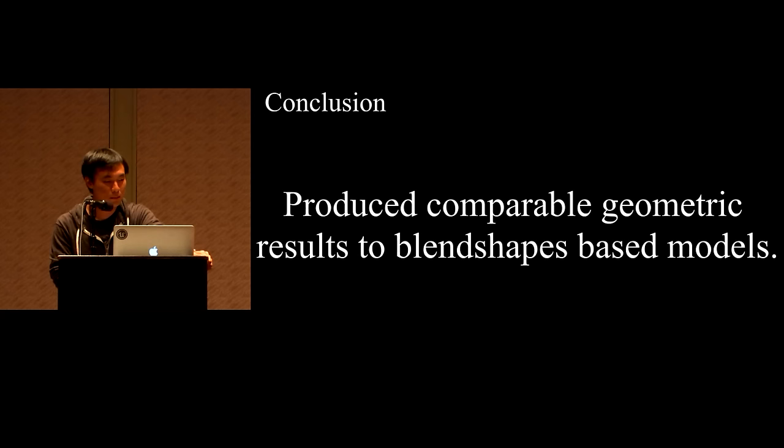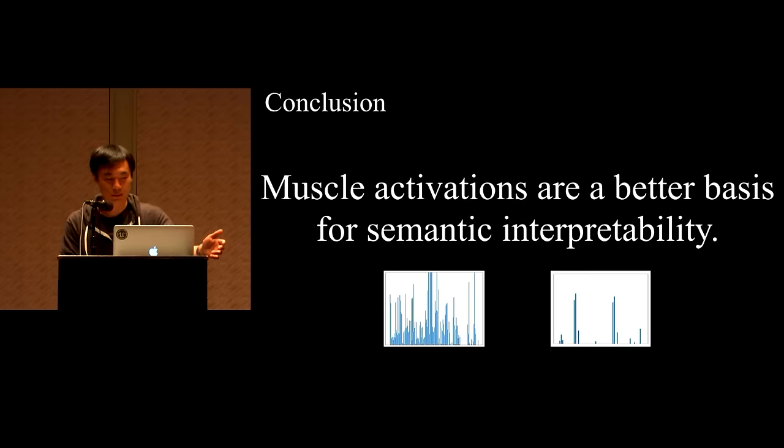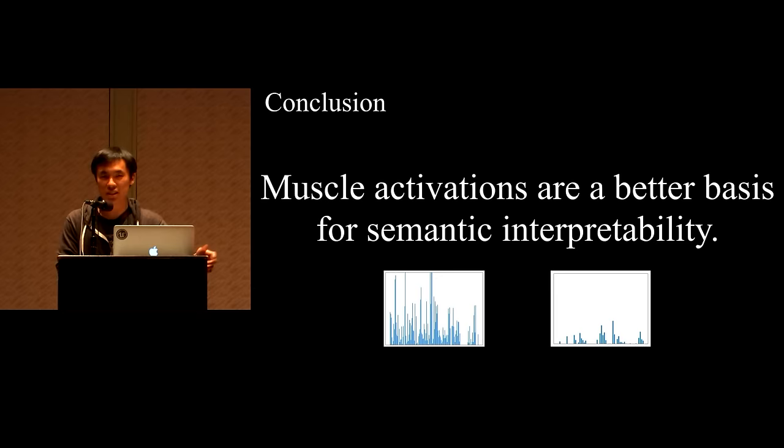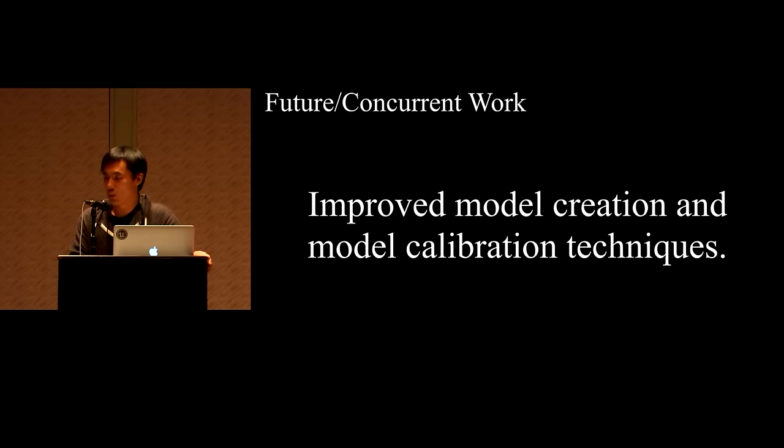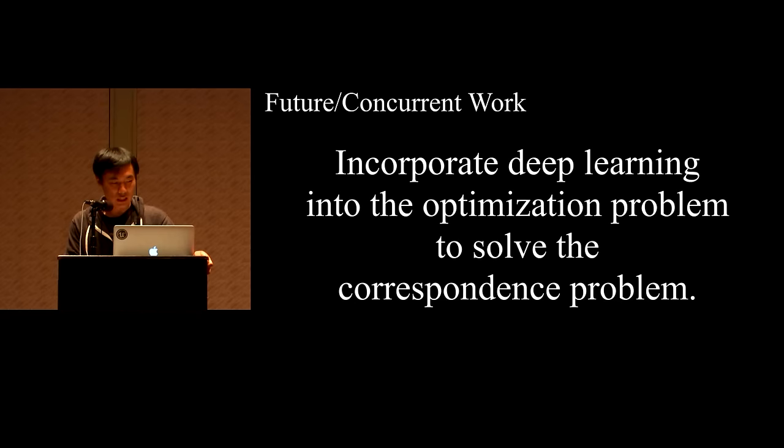We can use this in any optimization problem. These activations are sparse and can hopefully be used for interpretation and learning. We also want to be able to create better models. We want to be able to calibrate models for humans in the future. And ultimately, at the end of the day, we are running optimization problems, so we will hopefully want to be able to create better cost functions and energy functions so that we can solve this problem better in the future. And that's my talk, so thank you.